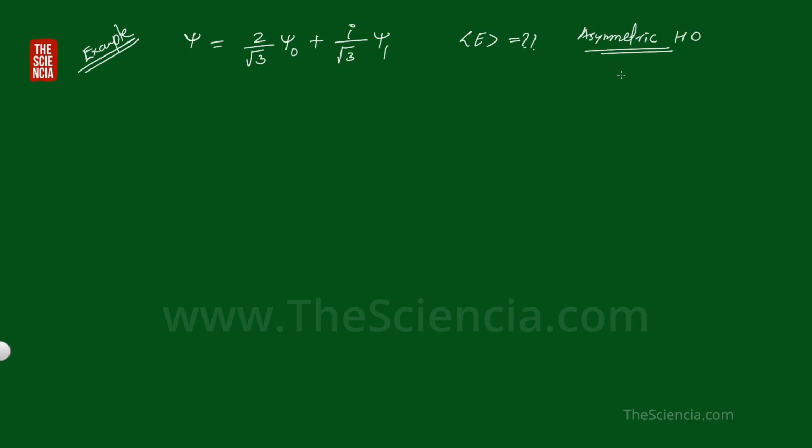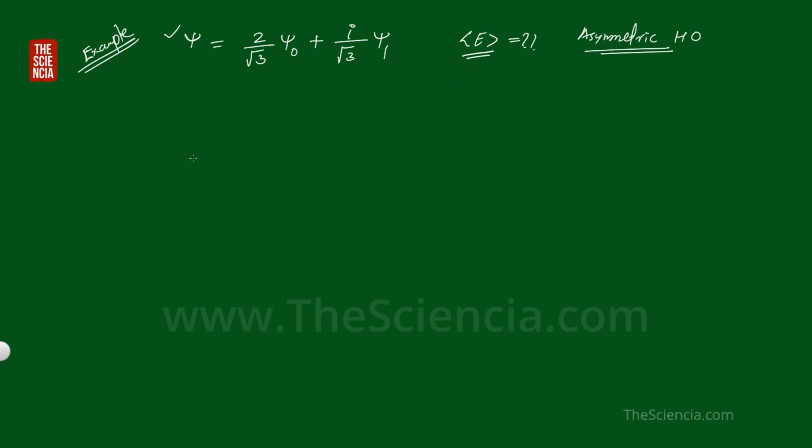Another example problem. The wave function is given as psi equal to 2 by root 3 psi 0 plus i by root 3 psi 1. The question is to find the average energy E. This is a symmetric harmonic oscillator, a 1D harmonic oscillator. So for a 1D symmetric harmonic oscillator, this is the state of a particle, and the question is to find the average value of the energy of that particle.